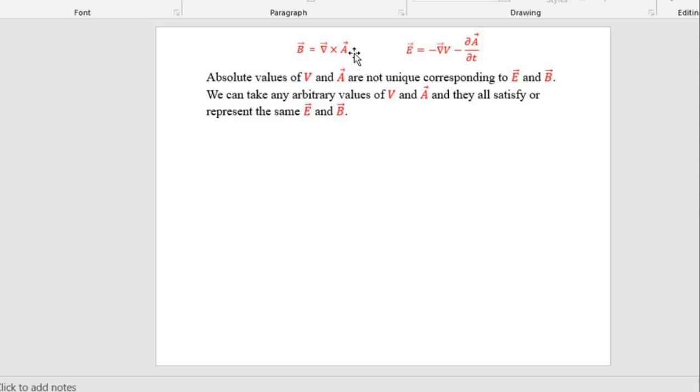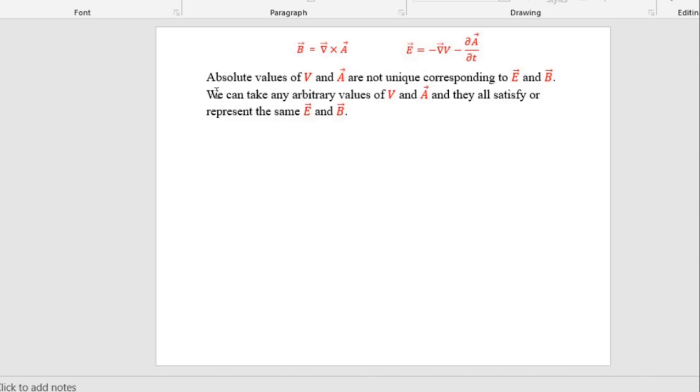So we have defined the electromagnetic potentials A and V through these equations. B is equal to curl of A and E is equal to gradient of V minus del A del T. Okay, and we have studied a very crucial property of these potentials. The property is that absolute values of these potentials V and A in these equations are not unique, corresponding to the electric field E and the magnetic field B.